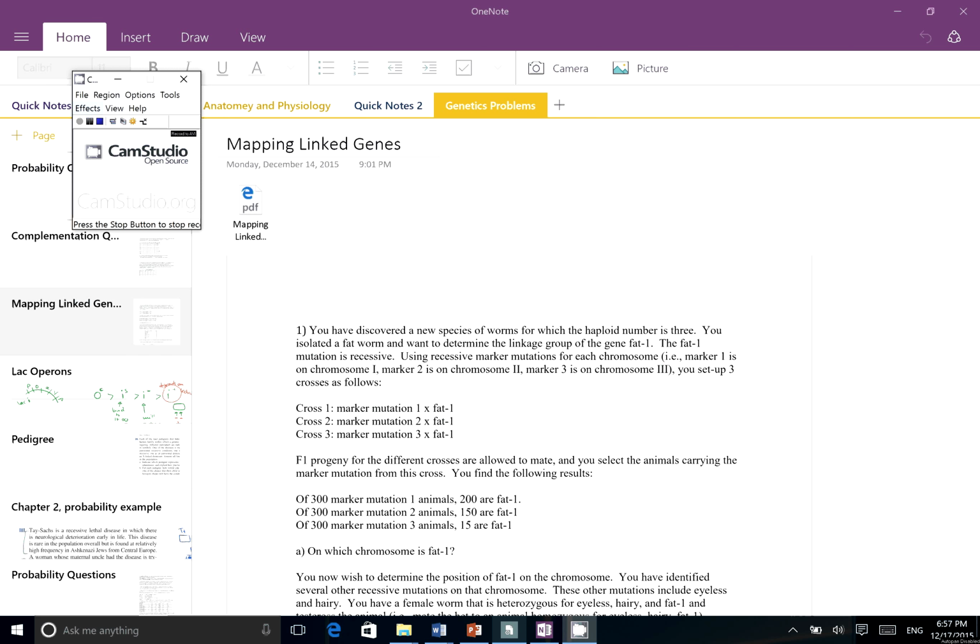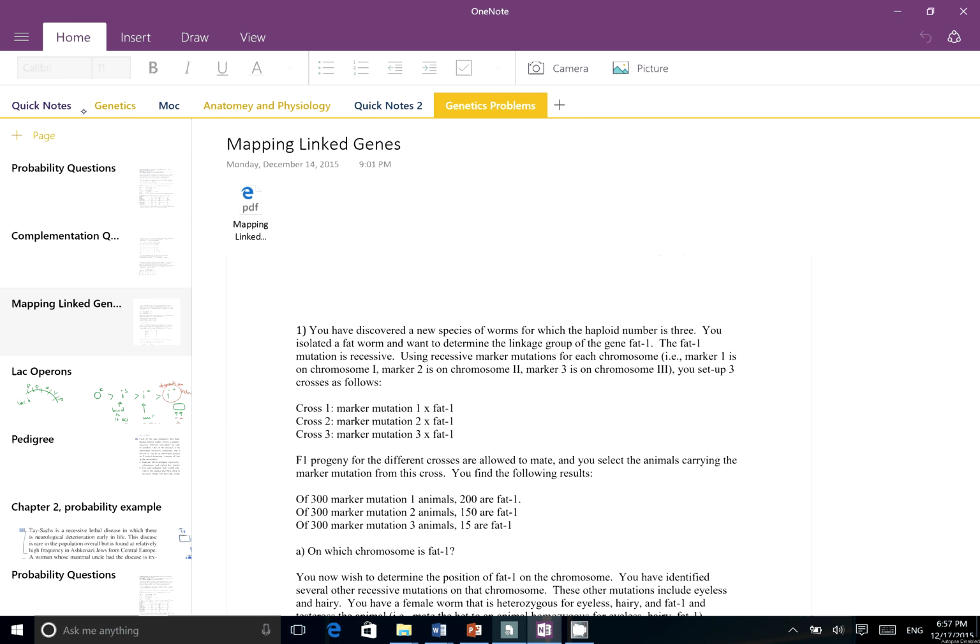Okay, so mapping linked genes, which is in chapter 5, and a lot of people want to do that together. Before I even start on solving questions, let's go over the steps to mapping linked genes in general. Step number 1, I want you to figure out how many chromosomes you're dealing with.